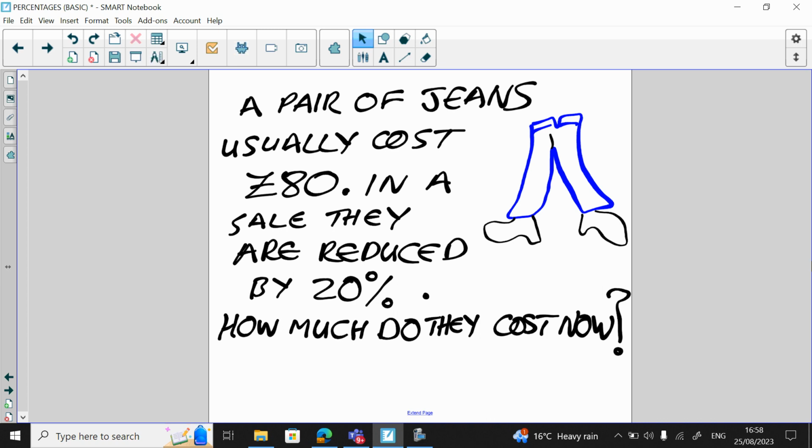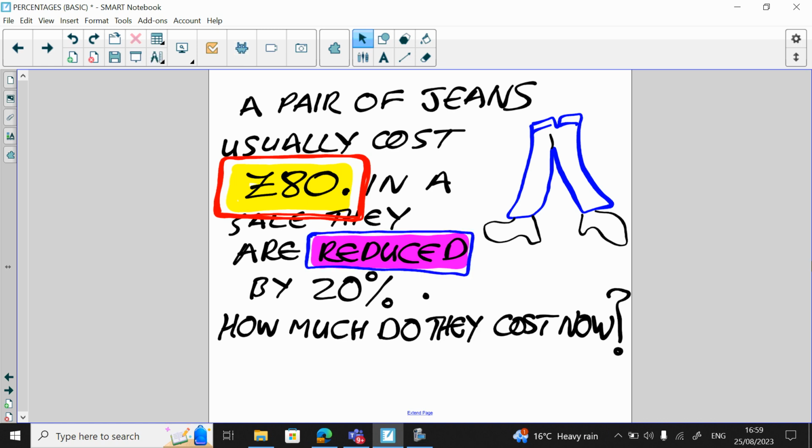Right, so what I'm looking at here, what are the things of importance? Well, I think the cost, the original cost £80, I think that's important. I also think what's happening, well, it's getting reduced. What does reduced mean to you? Well, to me, it means to go down. That's what it means. Some people say minus, take away. It's fine. It doesn't matter what words you use, as long as you know what's actually happening. So reduced by how much? 20%. And also, what is the question? How much does it cost now? Okay, always look at the question.